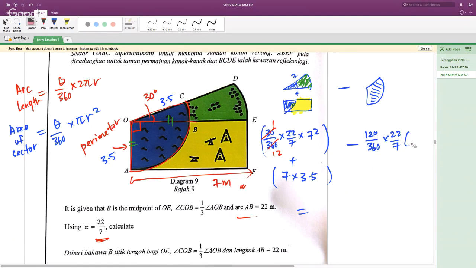Oops, this one is not 7 square. What am I thinking? This is 3.5. So this one should be 3.5 square. Okay, so minus 3.5 square. So your final answer should be 24.5 meters square. That means this one is these two areas plus together.